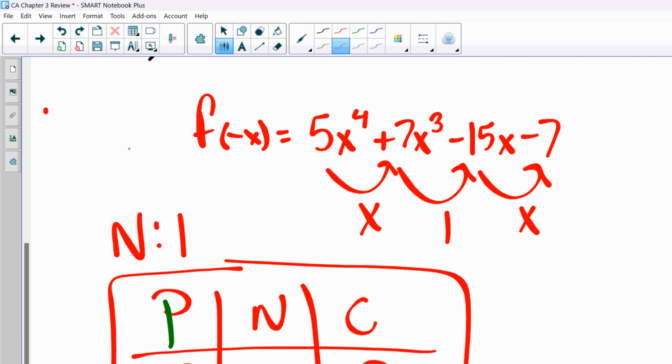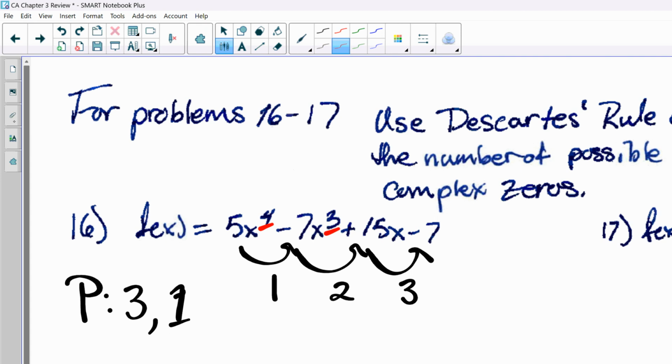Any questions on the rational zeros? Or not rational zeros, sorry. Descartes' rule of signs. Do we feel comfortable with Descartes' rule of signs? Yes?